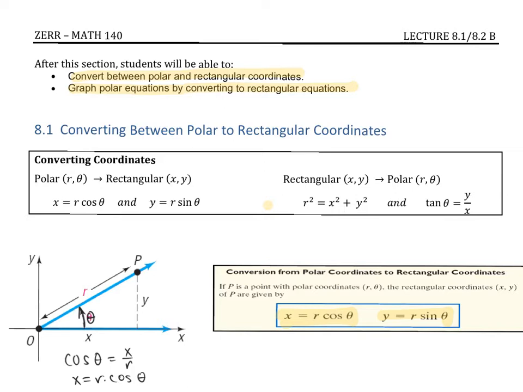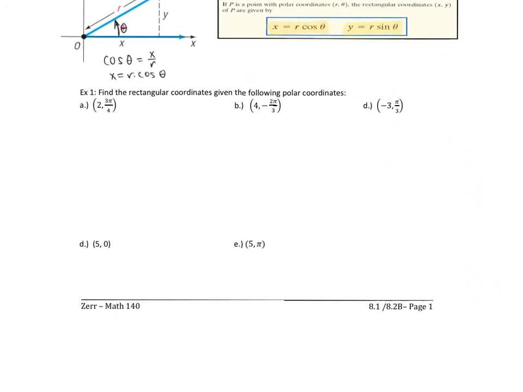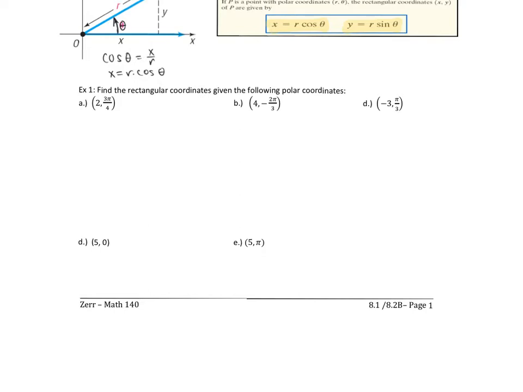And then we can do the same thing for y. Because the sine of theta would be the opposite over the hypotenuse, so y over r, and then solving for y, multiply both sides by r, and we would get y equals r sine theta. Okay, so those are really the key that's going to unlock our ability to convert between polar and rectangular coordinate systems for coordinates and also equations.